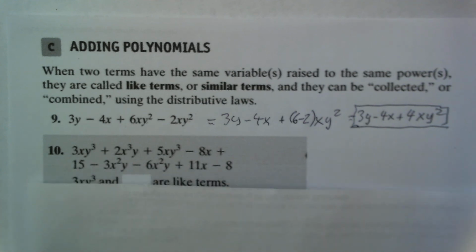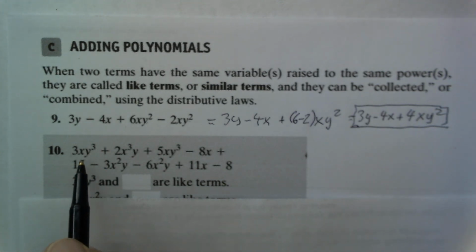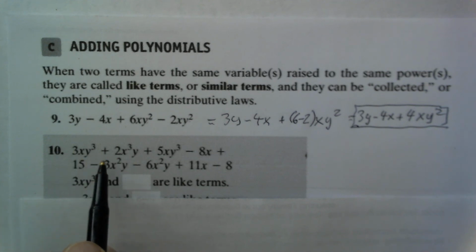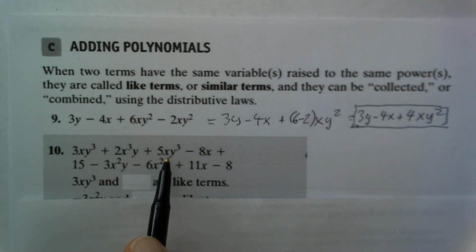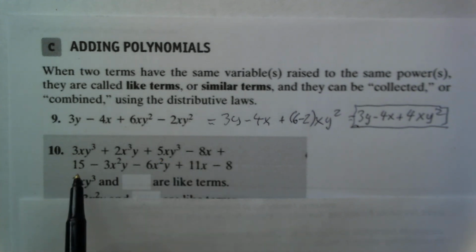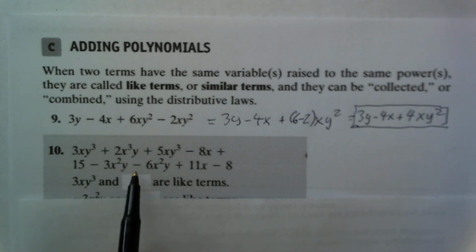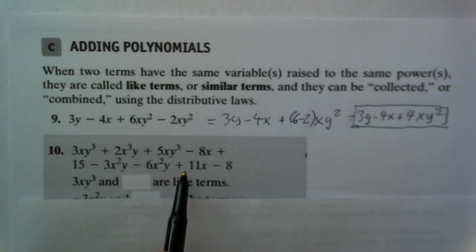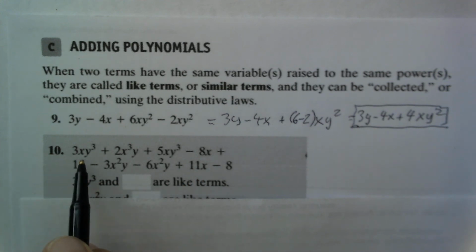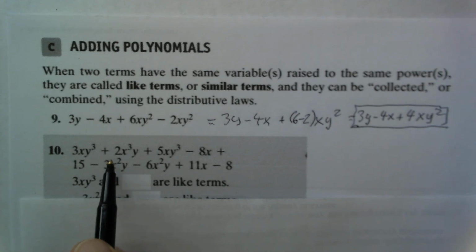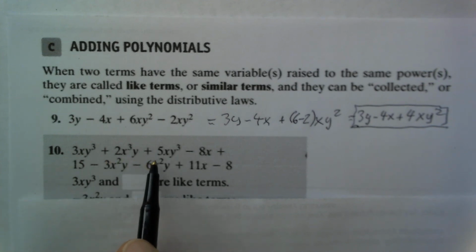The next one is a guided solution for combining like terms. We look at all the terms here: 3xy to the third, 2x to the third y, 5xy to the third, minus 8x, 15, 3xy squared, minus 6x squared y, and 11x minus 8. We look at the first one, 3xy to the third, and we scan this, and then we find that there's a 5xy to the third also.